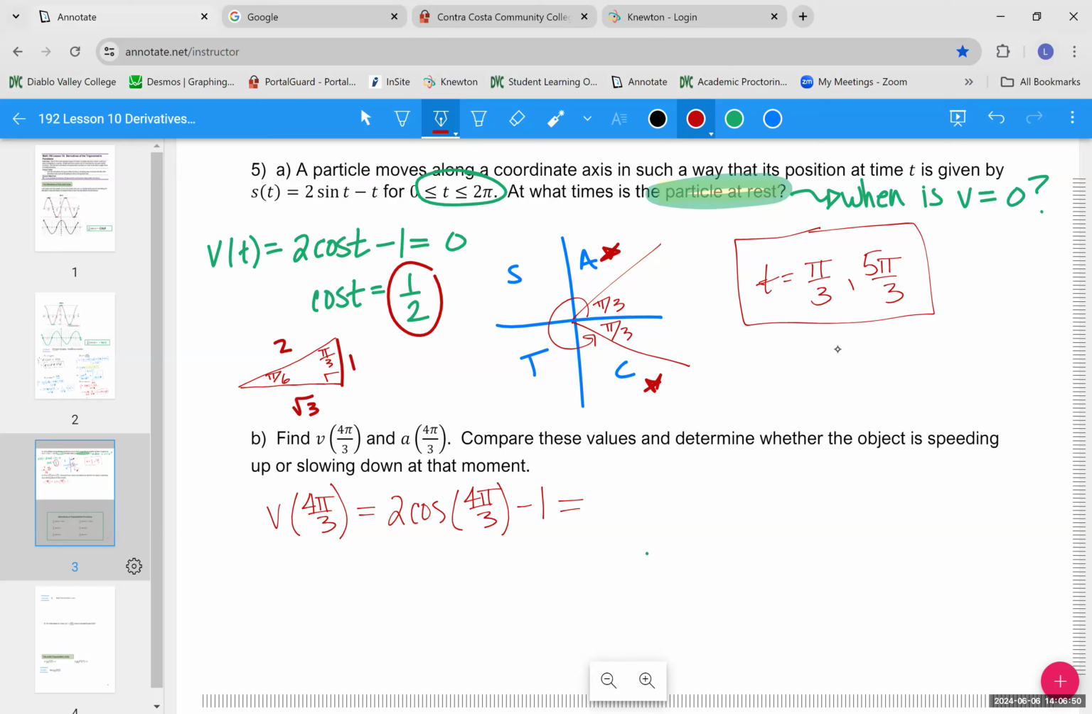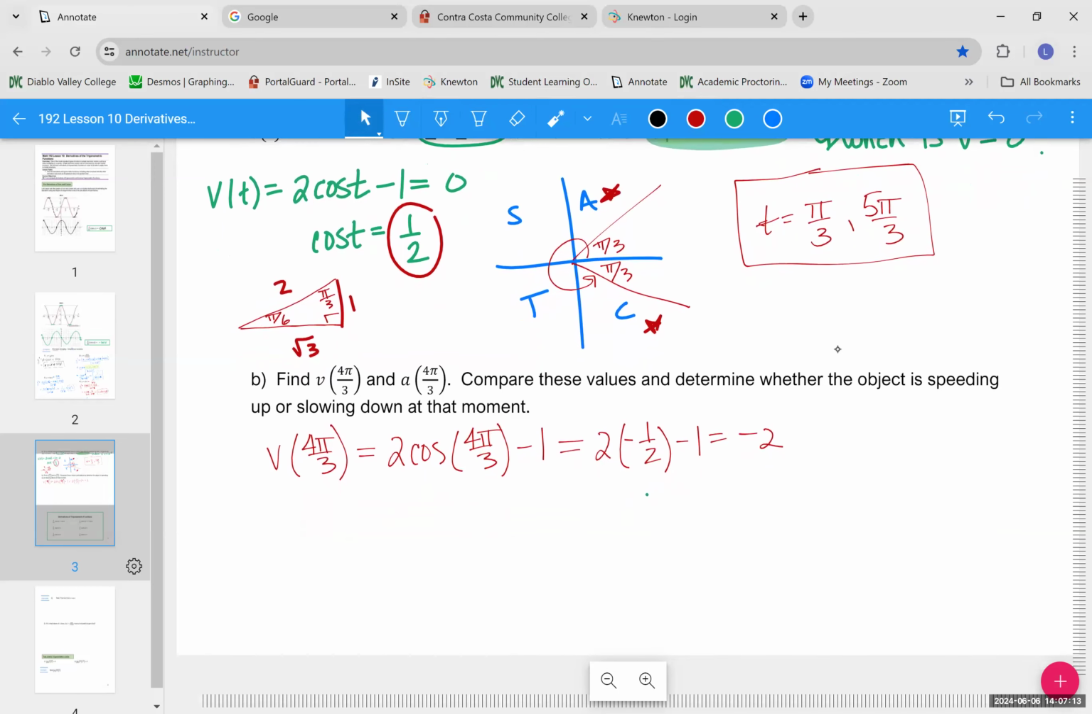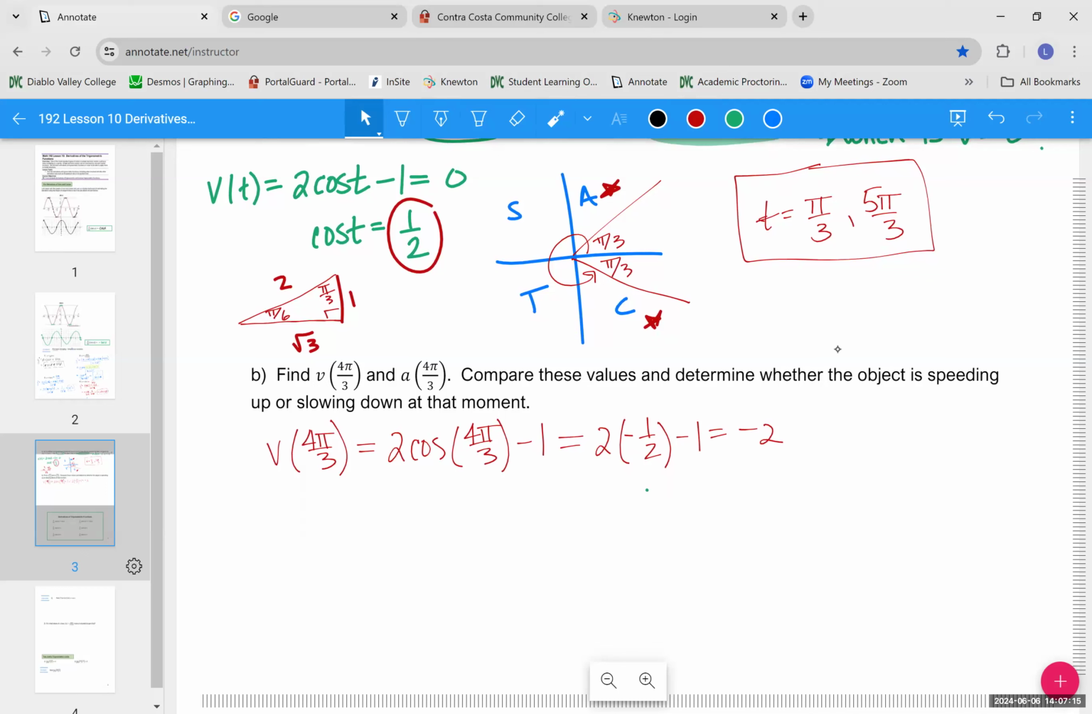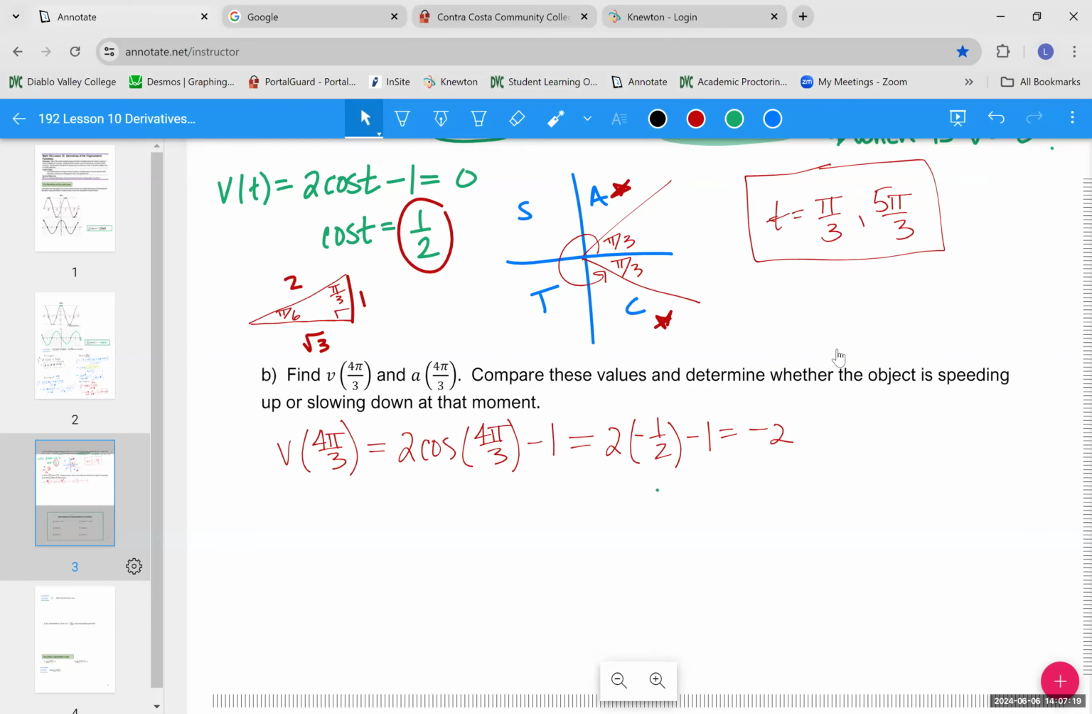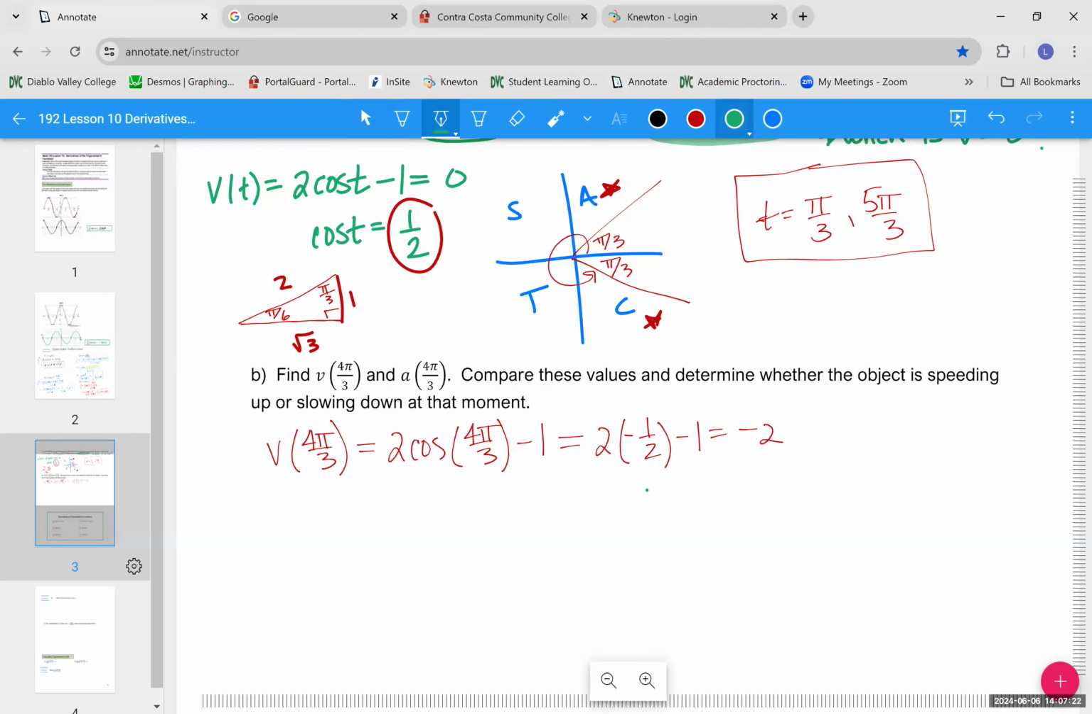I actually already know 4π/3 is going to be in the third quadrant with that same reference angle. So it won't be 1/2, it'll be -1/2, the cosine. So 2 times -1/2 minus 1. So I've got -2 for my velocity at the time 4π/3. And then I need to do the acceleration at that same time. So I haven't found the acceleration function yet. I should probably do that first.